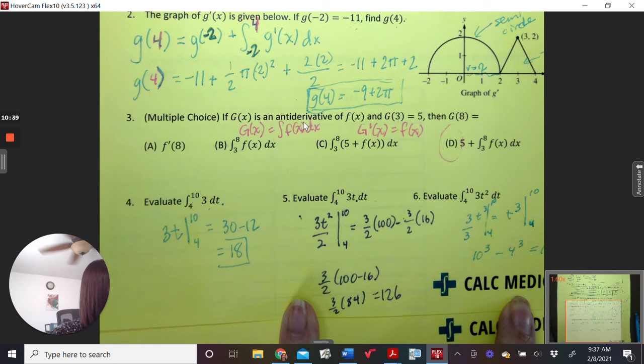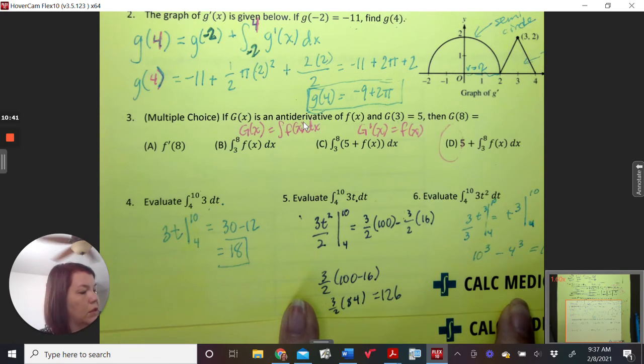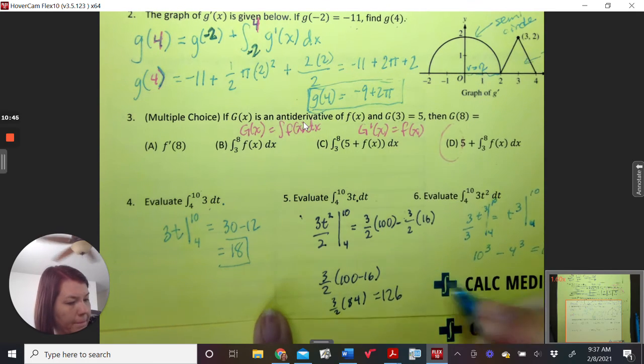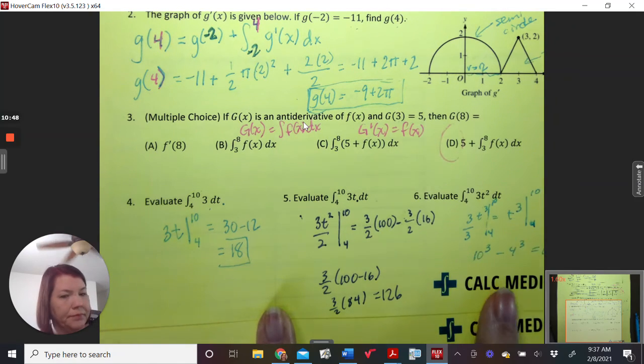Which is 936. That's it. All there is to it. Oops. Of course, showing it would be helpful.